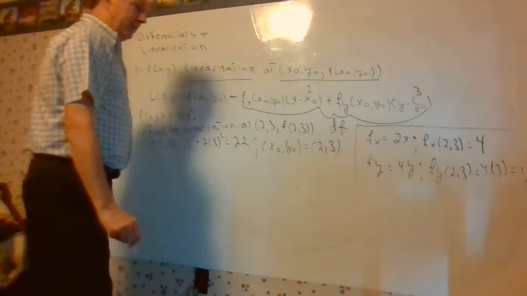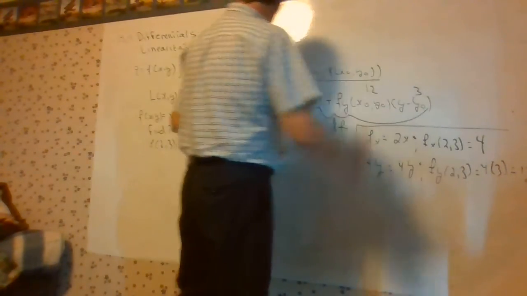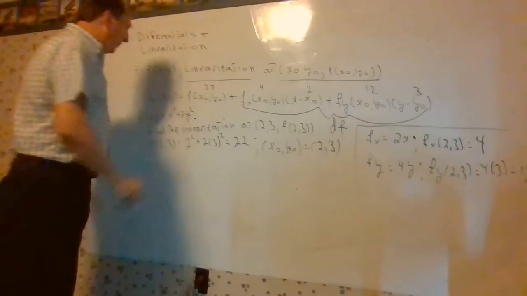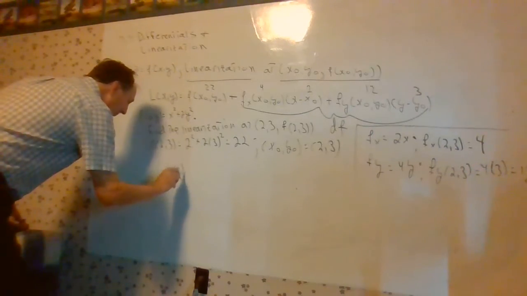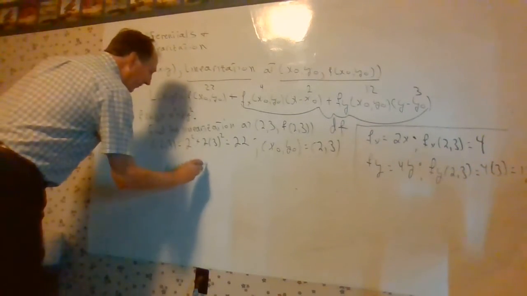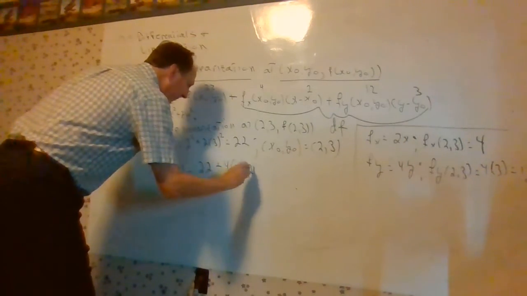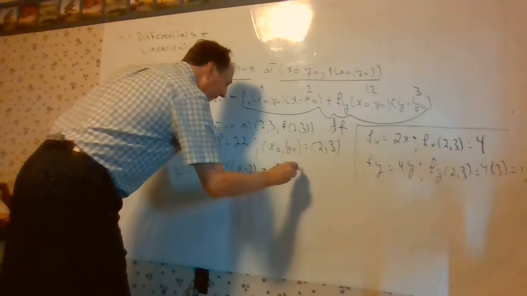So let's see, we have a 4. 4 goes in here. 12 goes in here. And 22 goes in here, and that's going to be our linearization. L of x, y is equal to 22 plus 4 times x minus 2 plus 12 times y minus 3.